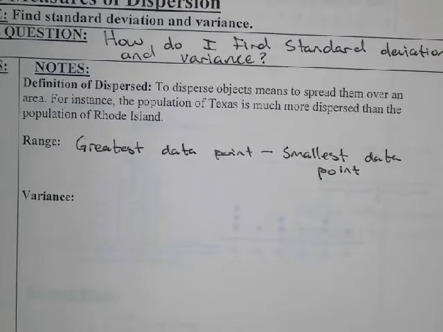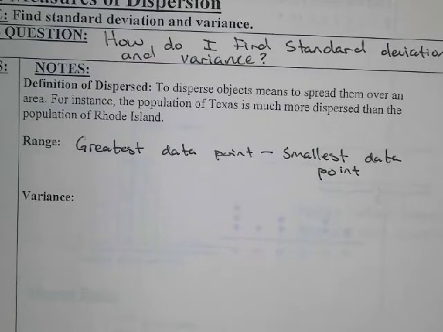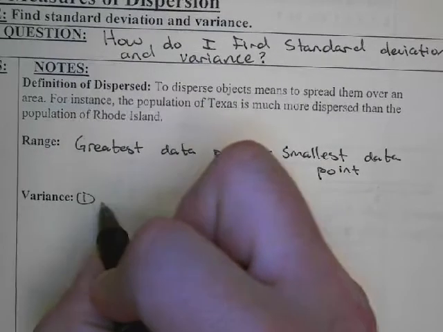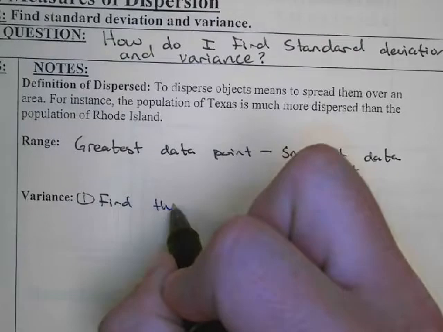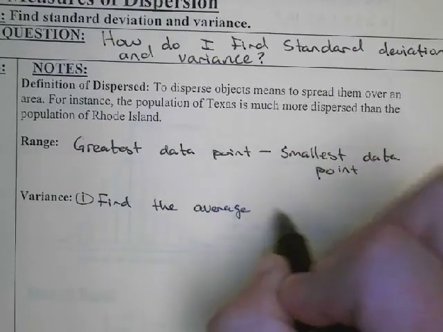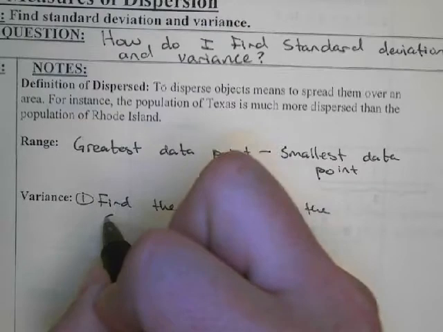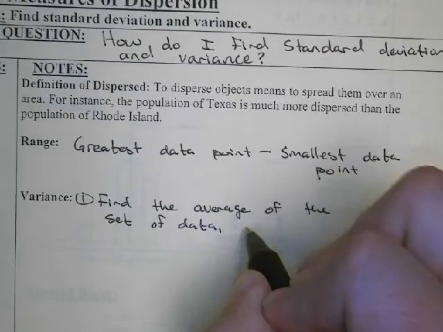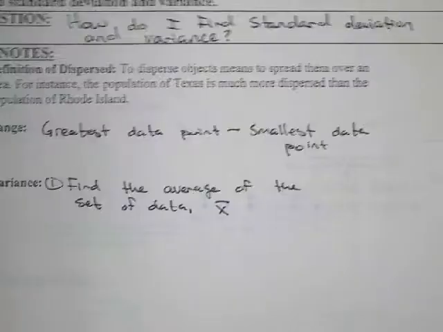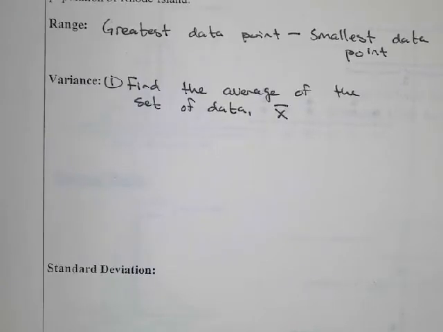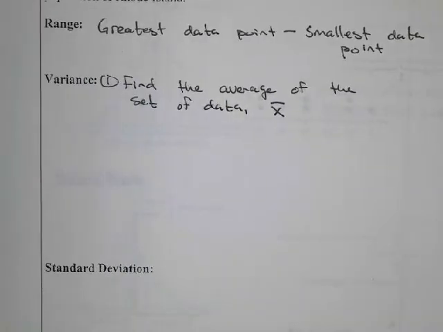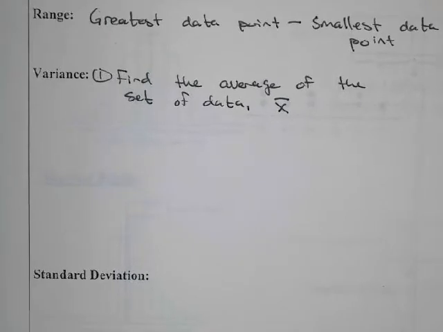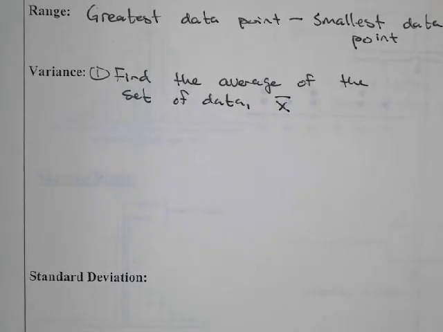Now the variance is a little more complicated. It's just got quite a few steps to it, but all in all the process is pretty straightforward. Step 1 for the variance, find the average of the set of data, which we're calling X bar. So we'll add up all our data points, and then we'll divide by the number of data points, and that'll help us find the average of the set of data.